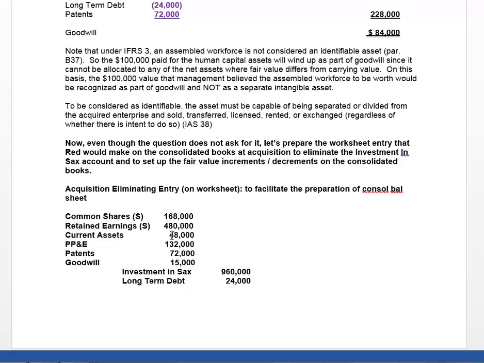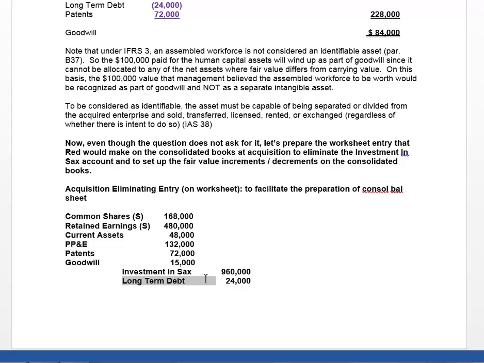And now we're going to set up all the increments on the consolidation side. Why? Because don't forget, Red wouldn't have set these up, and Saks didn't set these up anywhere in their separate entity statements. They wouldn't, because Red didn't purchase the net assets of Saks. Saks is carrying everything at carrying value. So the only entity that could set it up using the acquisition method is Red, but on the consolidated statements. So that's why we don't have the investment showing, because it would be double counting.